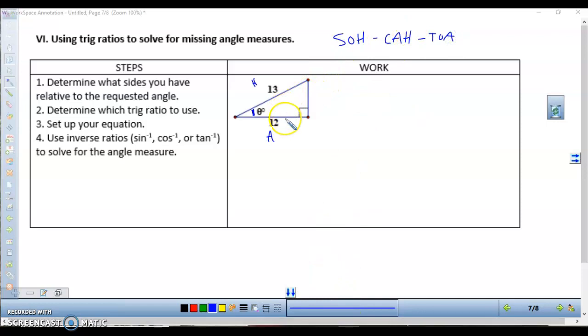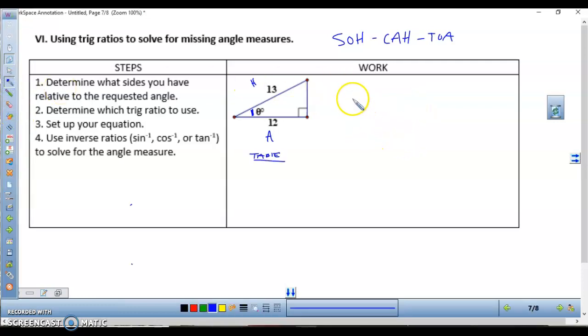I can see which one uses A and H is cosine. So I'd say the cosine of theta, that's the angle I want, is equal to adjacent over hypotenuse, which is 12 over 13. Now, I determined what sides I had. I determined which trig ratio to use. I set up my equation. And now the last step for this is to work backwards. I'm going to show you how you can work backwards either using the table or the calculator.